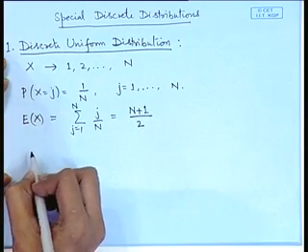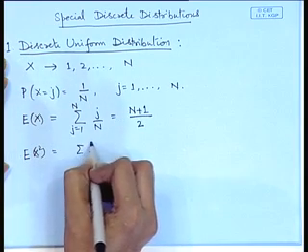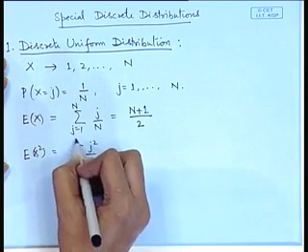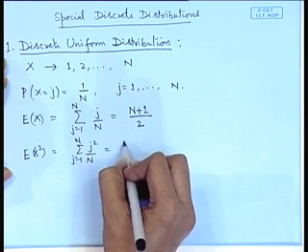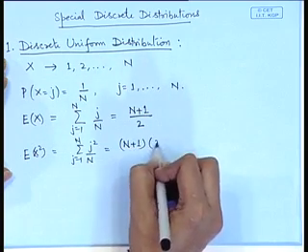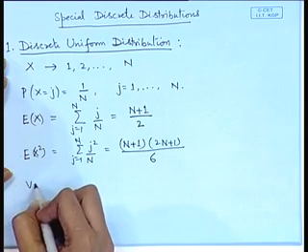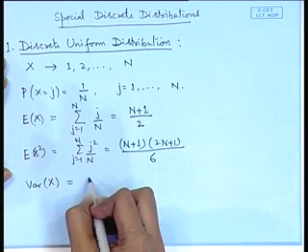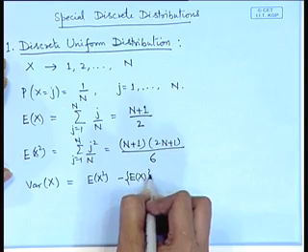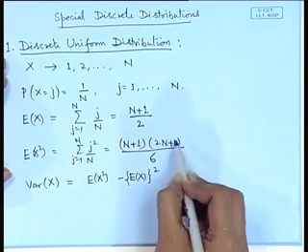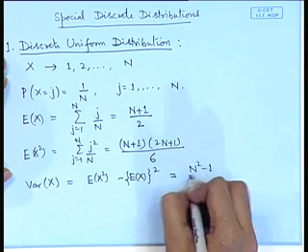If you want to calculate the variance, we can use the expectation of X square, which is equal to the sum of j square by n, j equal to 1 to n. The sum of j square is n into n plus 1 into 2n plus 1 by 6. So the expectation of X square turns out to be n plus 1 into 2n plus 1 by 6, and therefore the variance of X is equal to the expectation of X square minus the expectation of X whole square, that is, this quantity minus this square. After simplification it turns out to be n square minus 1 by 12.